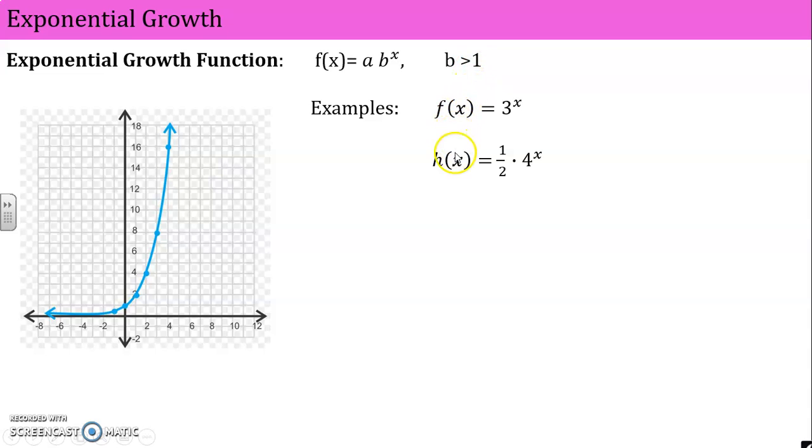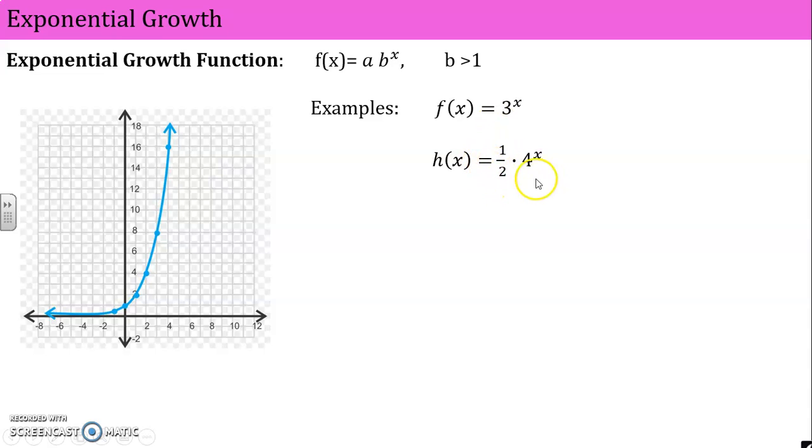So here are two examples of exponential growth functions. Let's talk about why both of these meet this definition. So we have the x as an exponent. That's what makes it exponential. But here's the base. And since this base is greater than 1, that makes this specifically exponential growth.